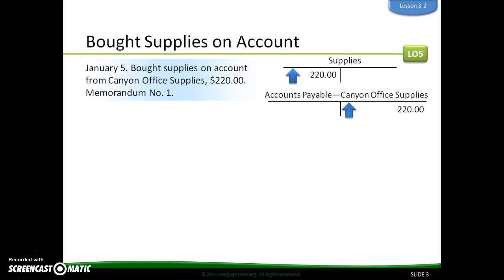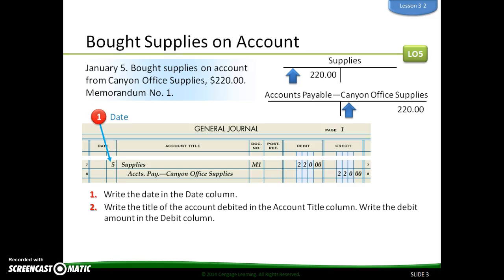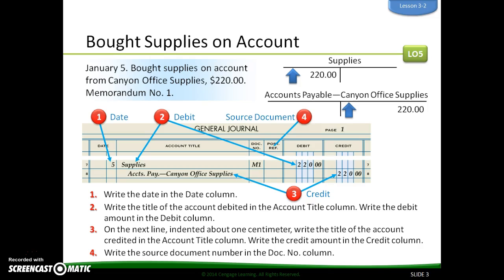We're going to be increasing our accounts payable balance, which means we're going to be doing a credit to accounts payable. When we go ahead and look at that general journal entry, you can see the first thing we record is the date, January 5th. The account that's going to be listed first is the debit account, which would be supplies for $220. The next thing that we're going to go ahead and write is our accounts payable account on the credit account line, so that's second. And it's the same $220 because this is double entry accounting. Finally, we want to make sure we indicate the document, which is M1 for memo number 1.